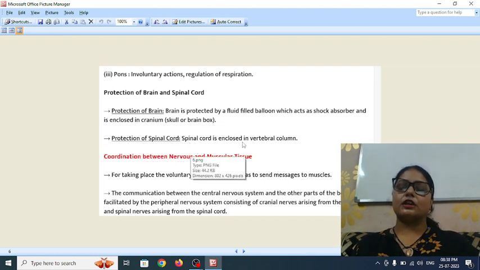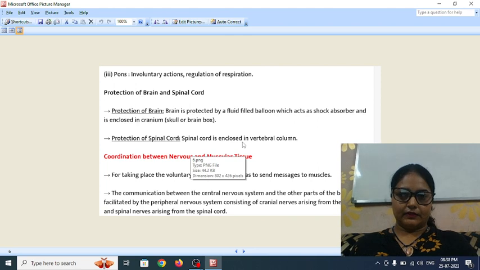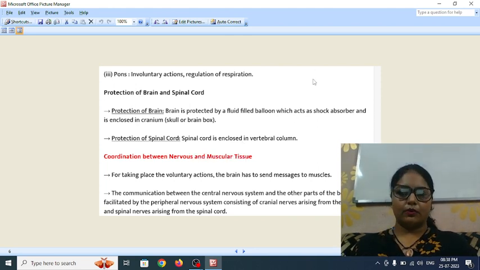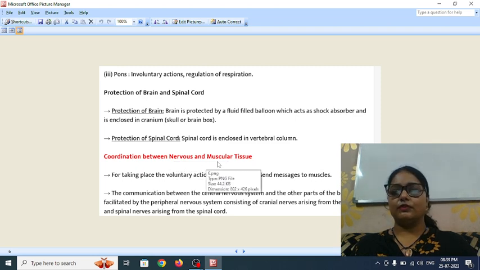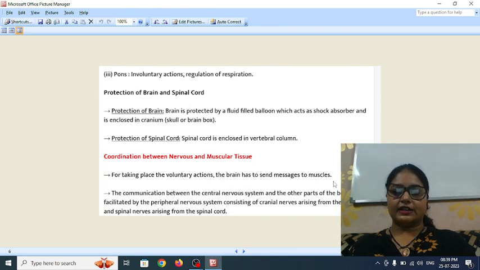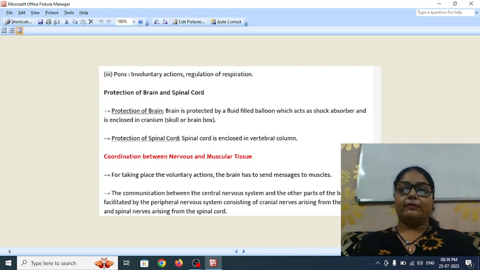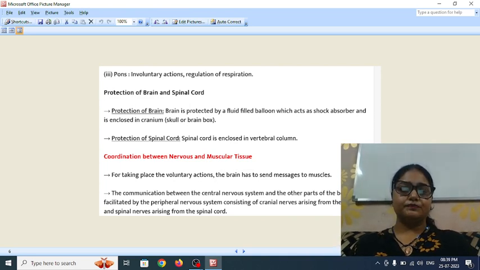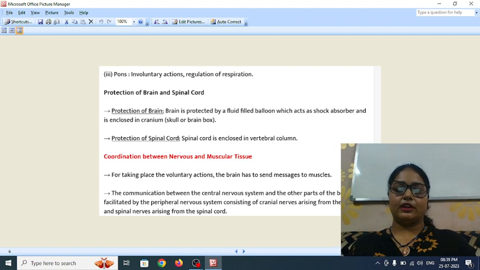It also protects the spinal cord. As you know, the spinal cord is inside the vertebral column, or we are calling it the backbone. So the backbone is responsible for protecting our spinal cord. Now, coordination between the nervous and the muscular tissue. For voluntary actions to take place, the brain has to send the message to the muscles. It means the brain is sending the message to the muscles to control the body, or how to react in a certain situation that arises in the environment.